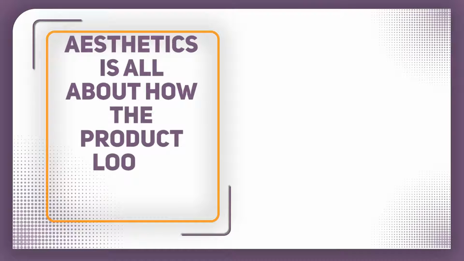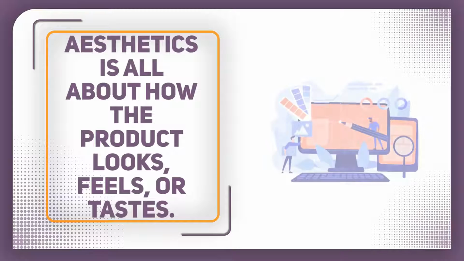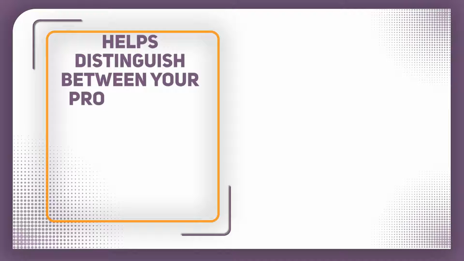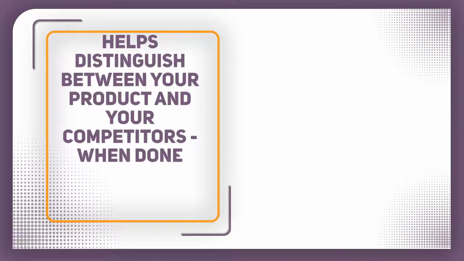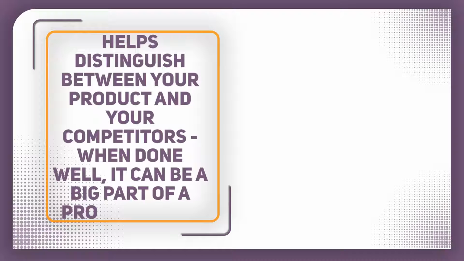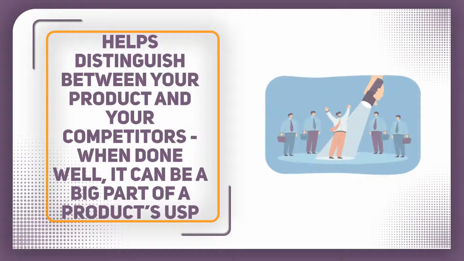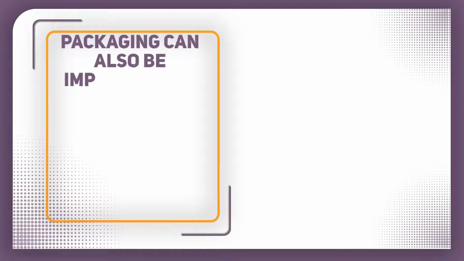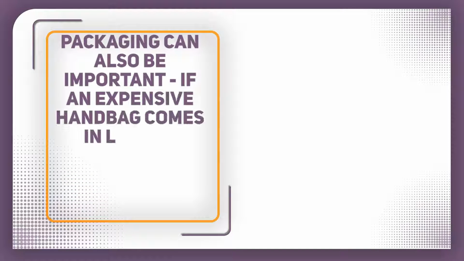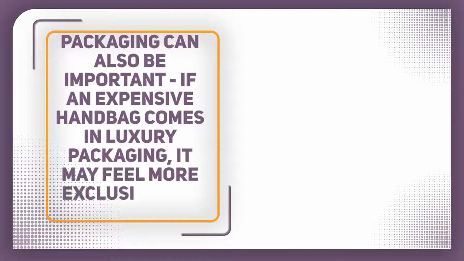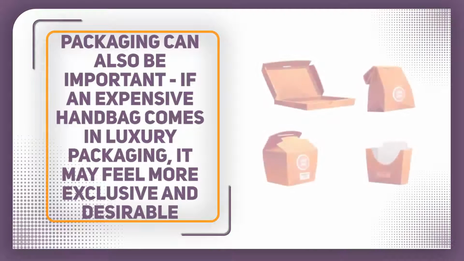And then we have aesthetics. It's all about how the product looks, feels, or tastes. It can be an important part of attracting customers, and it can help distinguish between your product and your competitors. When done well, it can be a big part of a product's USP. So an expensive car with leather seats may be more aesthetically pleasing to a consumer because it looks, feels, and smells nice. Packaging can also be important. If an expensive handbag comes in luxury packaging, it may feel more exclusive and desirable to the customer.